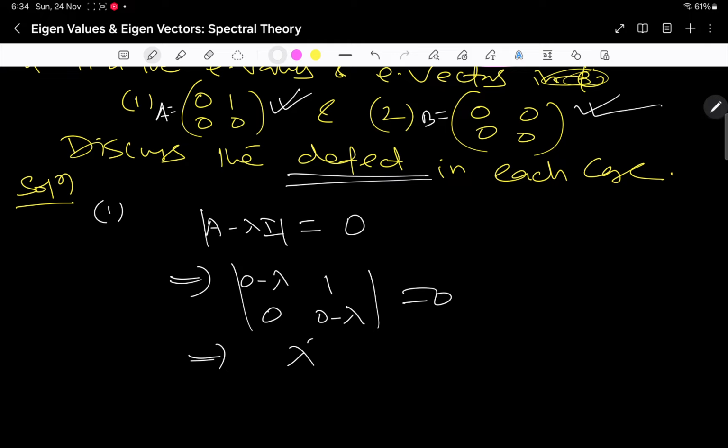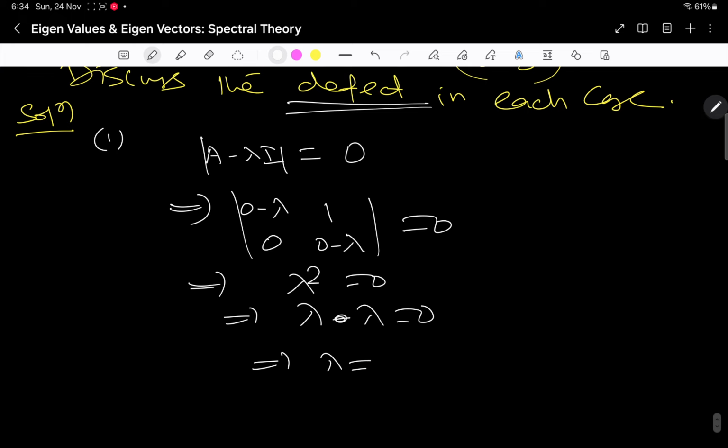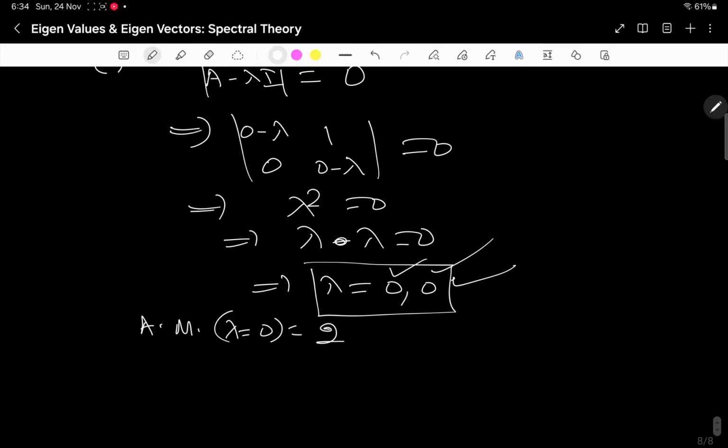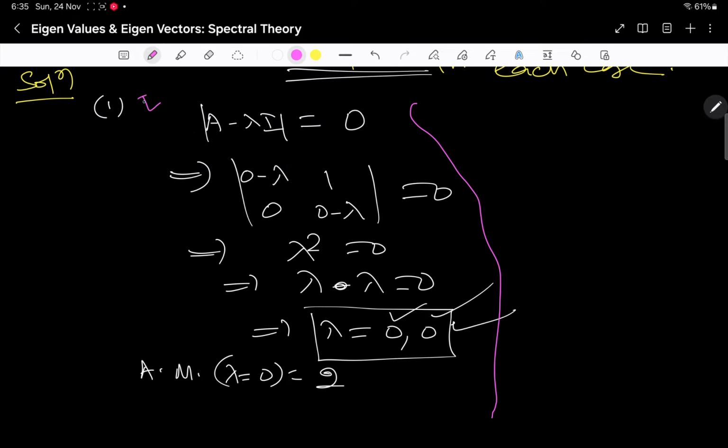So that means lambda square is equal to 0. So I am getting lambda equal to 0 and 0. You write it twice, don't write a single 0. So the algebraic multiplicity of lambda equal to 0 is 2. It is repeated 2 times. So what happens to its geometric multiplicity? This is for my eigenvalue.